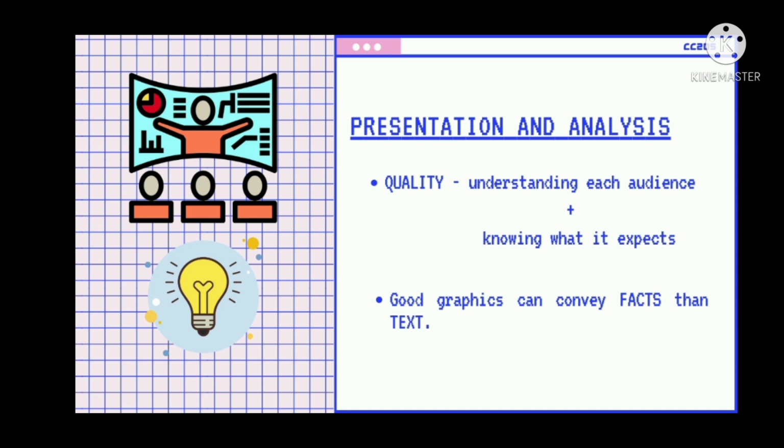Good graphics can convey facts better than text. It is generally easier to understand visuals than to read entire blocks of text. Our brain is hardwired to understand visuals better than text. Because of this, people remember up to 80% of what they see compared to only about 20% of what they read.